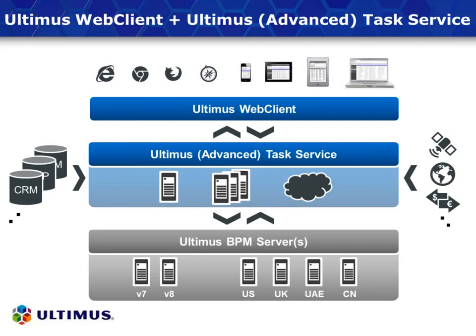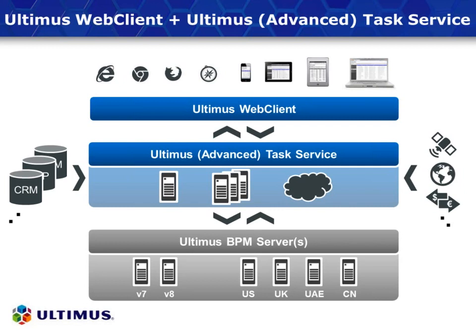The main responsibility of the Ultimus Advanced Task Service is to aggregate information from different sources and efficiently transfer it over to the Ultimus WebClient and also to the end user devices. There are a couple of benefits you can already see in the box, which is that you can deploy it on the same machine as the BPM server, but you can also deploy it in a load balancing or cloud environment. So you've got great flexibility in that area.